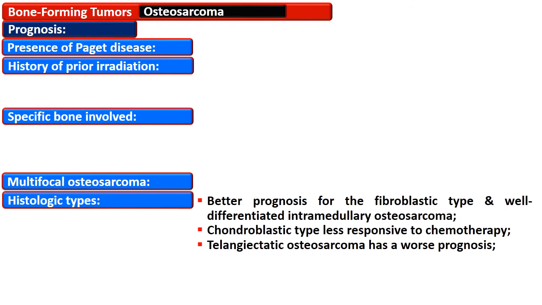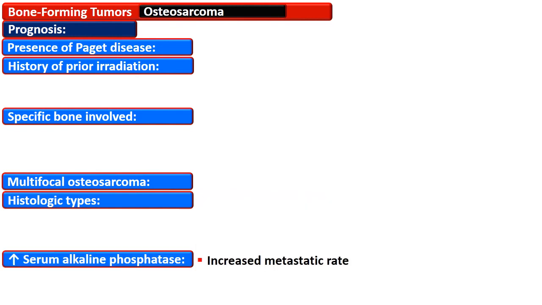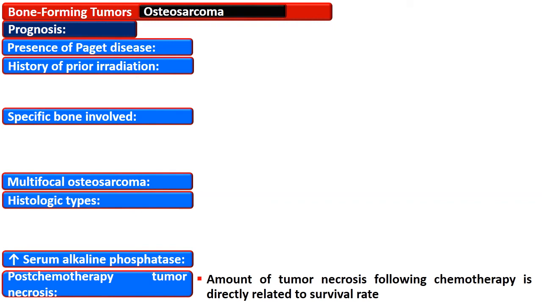The histological types are also linked to the prognosis of this disease. There is a better prognosis for the fibroblastic type and well differentiated intramedullary osteosarcoma. The chondroblastic type is less responsive to chemotherapy, and telangiectatic osteosarcoma has a worse prognosis. Osteosarcomas associated with increased serum alkaline phosphatase have an increased metastatic rate, and post-chemotherapy tumor necrosis amount is directly related to survival.